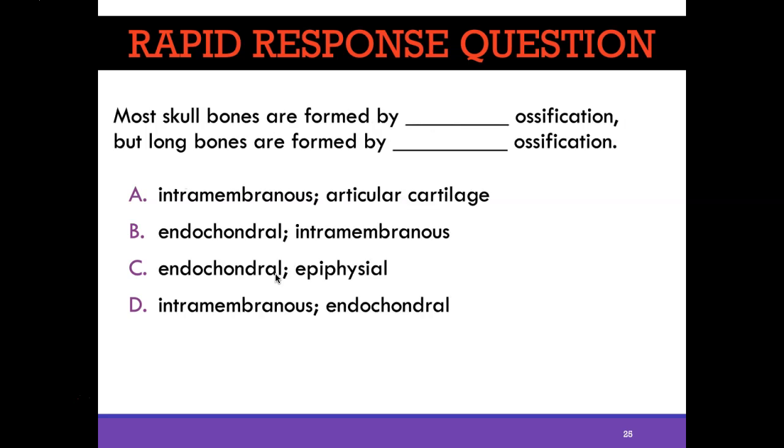So try this one more question before we move on. So you can pause here. And the answer to this question is D.